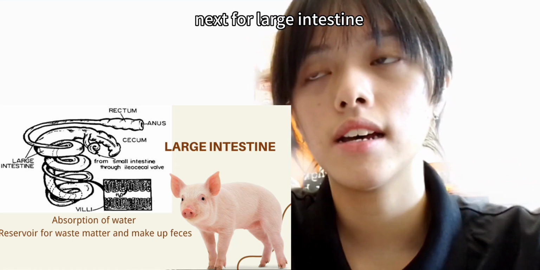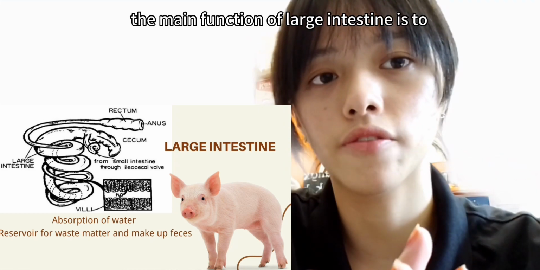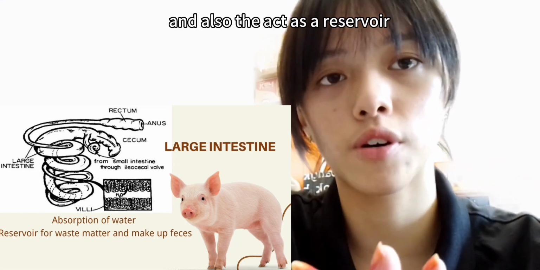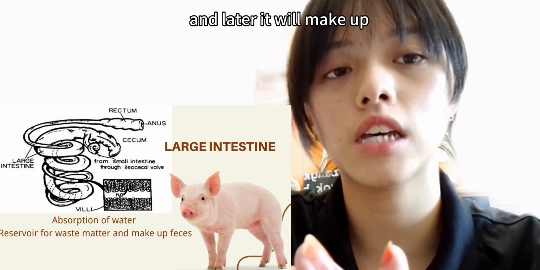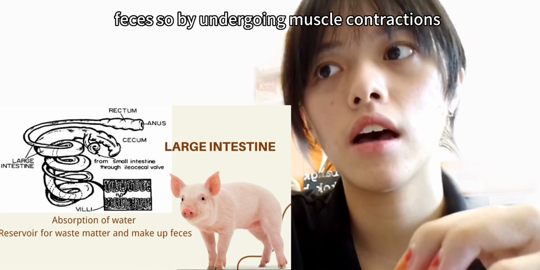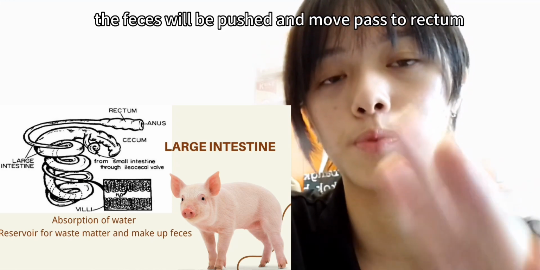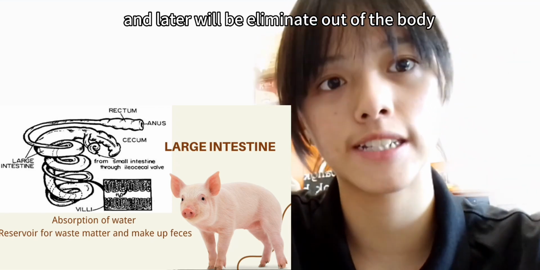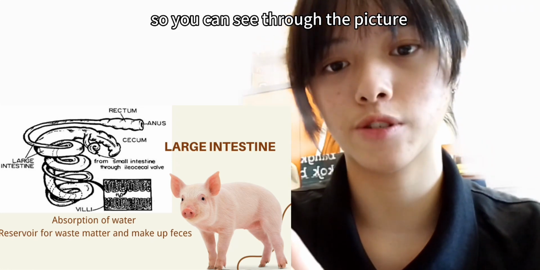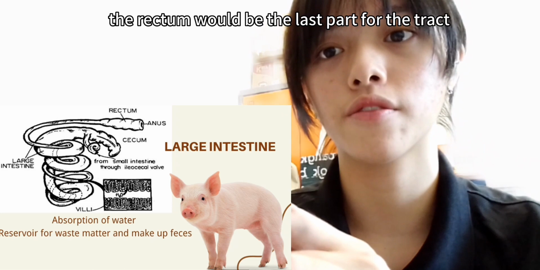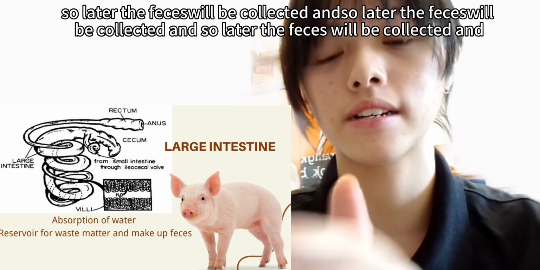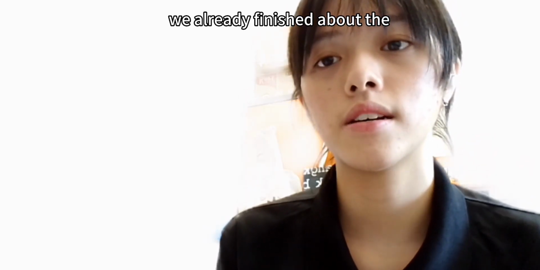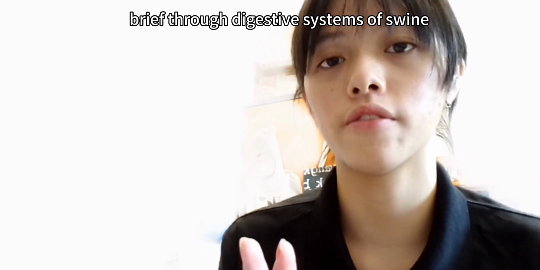Next, the main function of large intestine is reabsorption of water, and it also acts as a reservoir for waste material, which later will make up feces. By undergoing muscle contractions, the feces will be pushed through the rectum, and later will be eliminated out of the body. You can see through the picture, the rectum would be the last part of the tract. Later the feces will be collected and eliminated. We already finished the brief walkthrough of the digestive systems of swine.